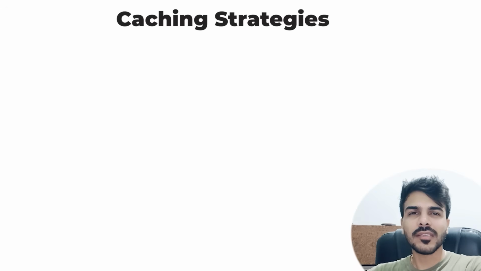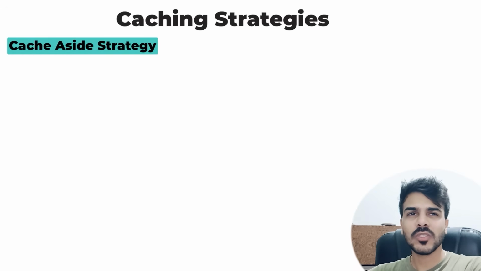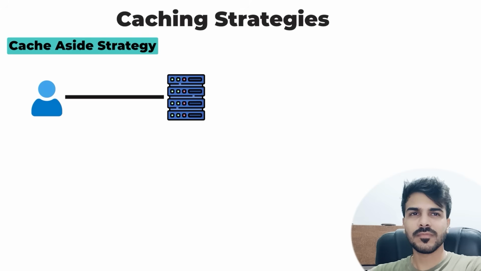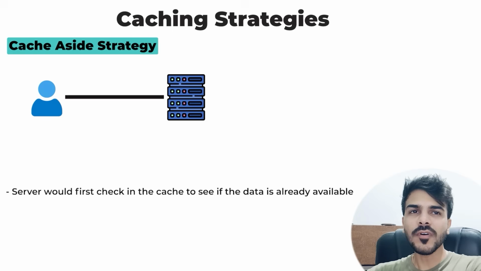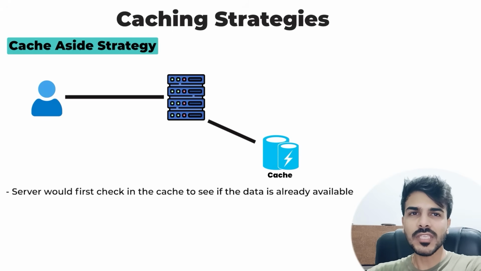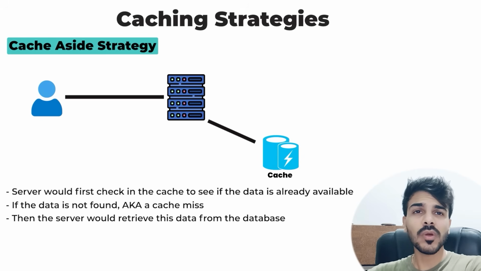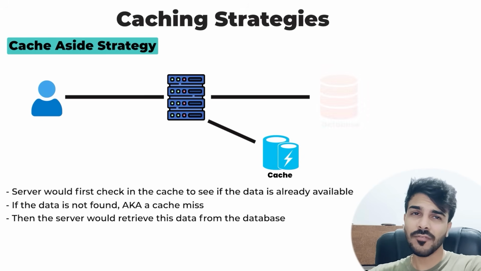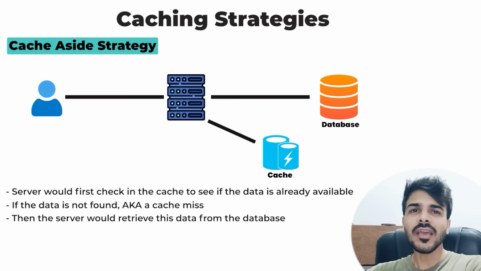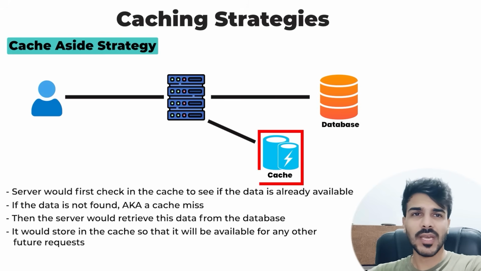Let us take a look at the cache aside strategy. So how does it work? When the data is requested, the server would first check in the cache to see if the data is already available. If the data is not found, aka a cache miss, then the server would retrieve this data from the database and then it would store it in the cache so that it will be available for any other future requests.